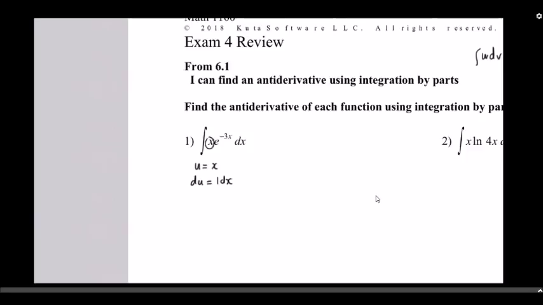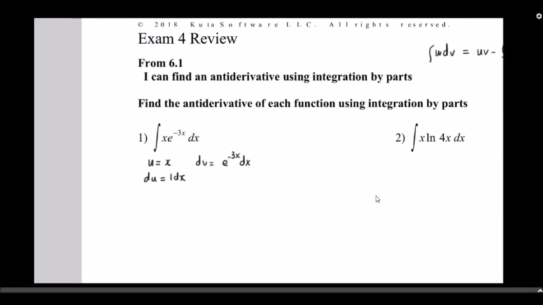So if this is u, that means this has got to be my dv. So dv is e to the negative 3x dx. So what that means is I have to find v by taking the integral of this expression here.